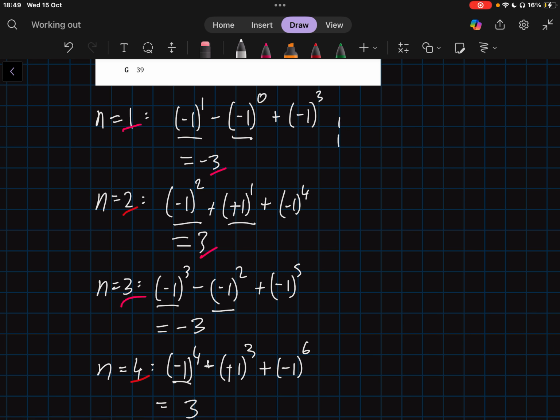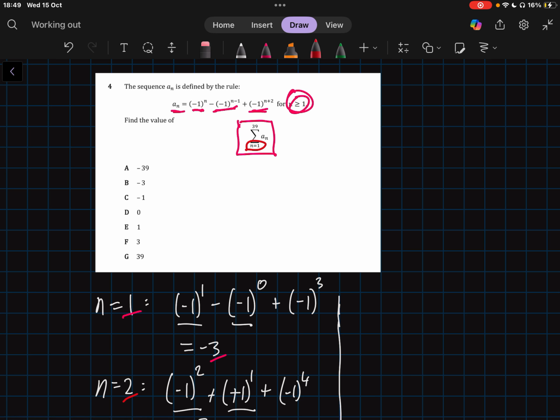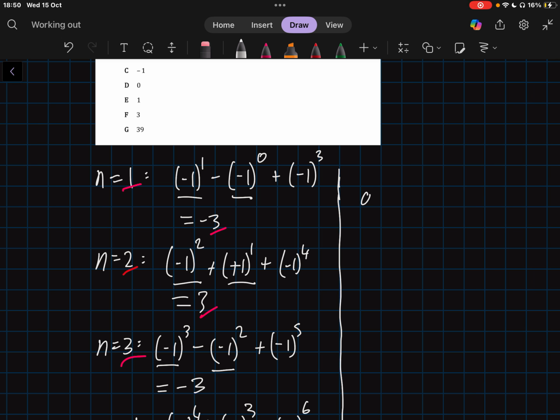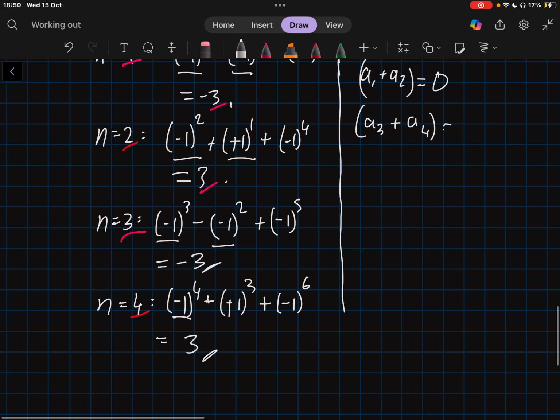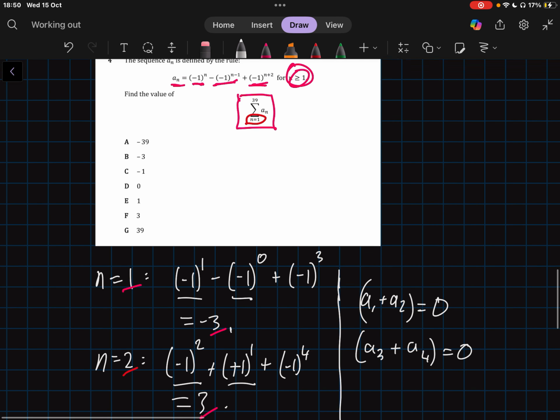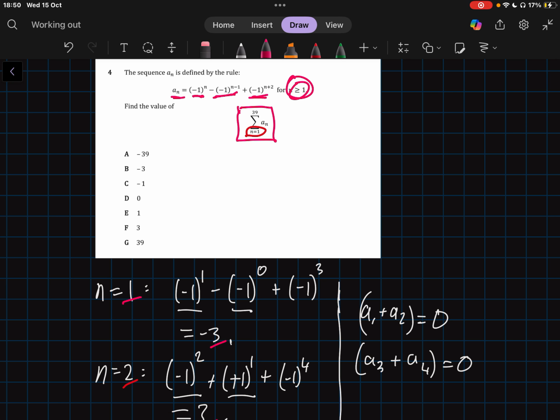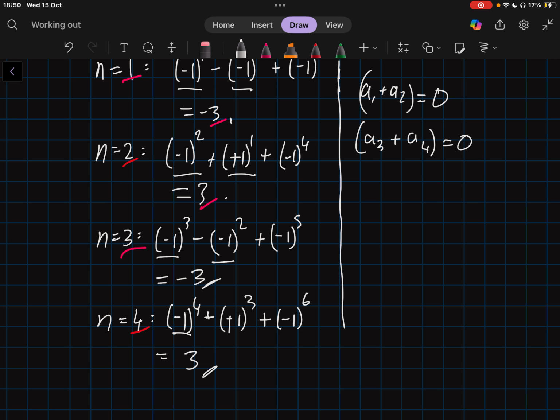So if we want to evaluate the summation, first of all, the smallest value of n is going to be 1. Starting from n equals 1, we're going to have a1 plus a2, as we see here, minus 3 plus 3, which is going to be 0. And then a3 plus a4 is also going to be 0. This pattern is going to carry on throughout the summation. Since the largest value of n that they want us to evaluate is 39, there are going to be 19 pairs of odd and even values of n, which are going to cancel out and give us 0.